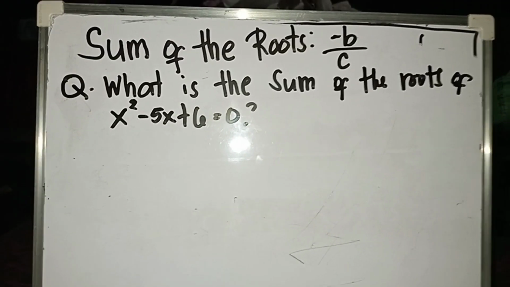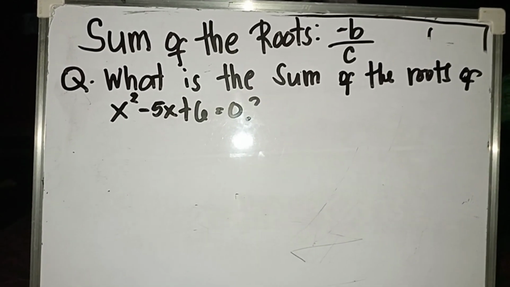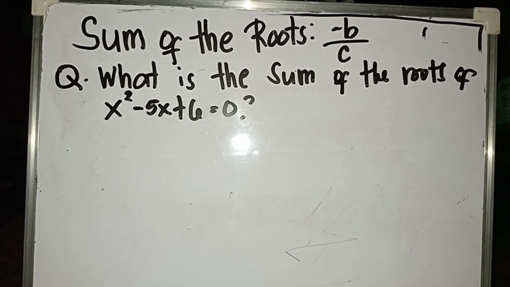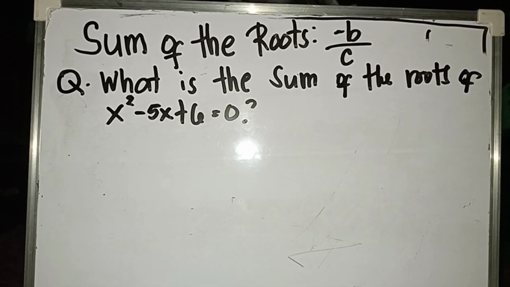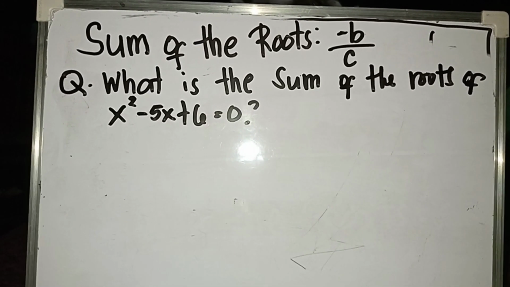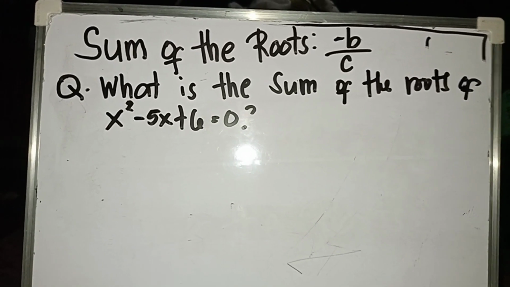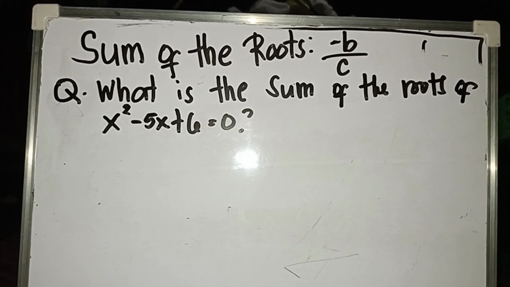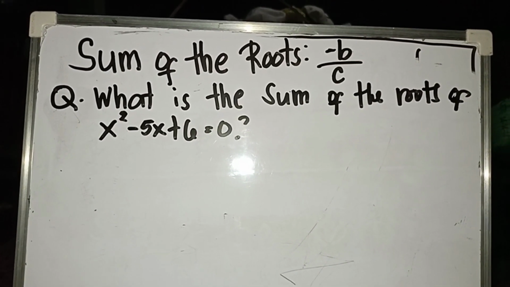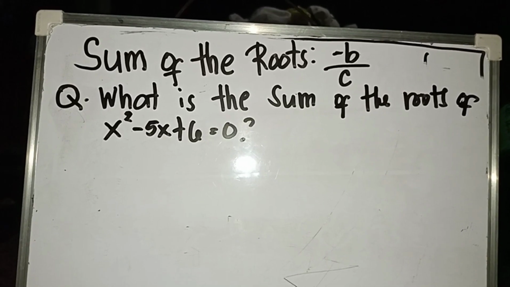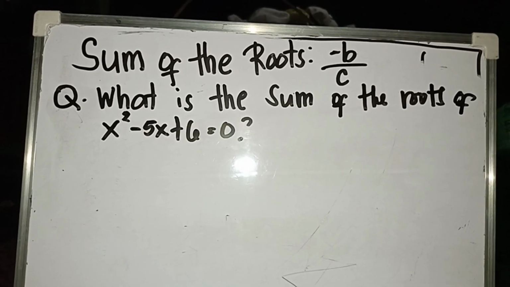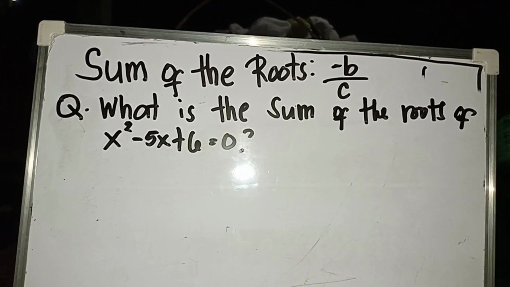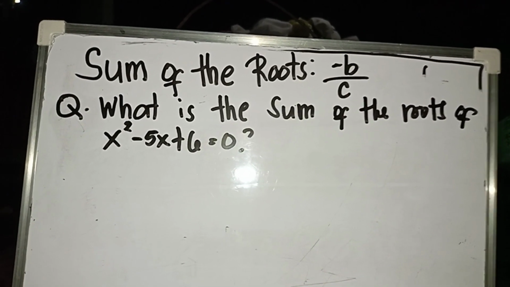So basically, I have here a question. What is the sum of the roots of x squared minus 5x plus 6 is equal to 0? I will explain the importance of this formula. It says here the sum of the roots. Before we get the sum of the roots, we need to solve and get the value of x, because those are the roots of quadratic equations. And I will explain further why we use this formula.